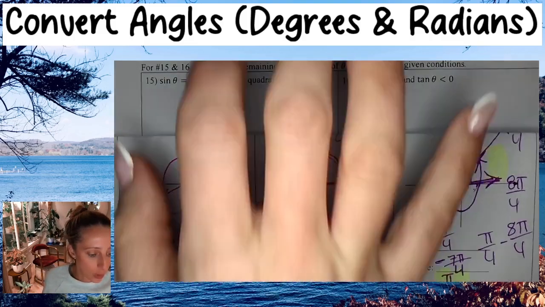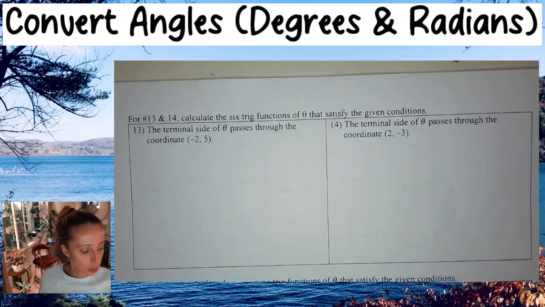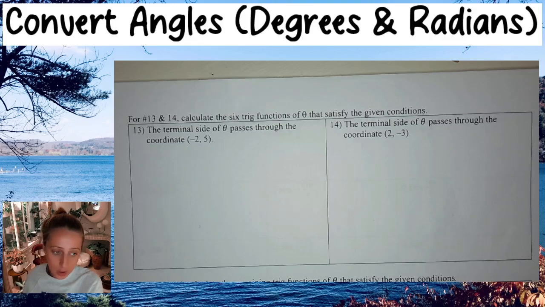Next up, we are going to calculate all 6 trig functions given a certain condition with a terminal side passing through a point. This is going to include some Pythagorean theorem.